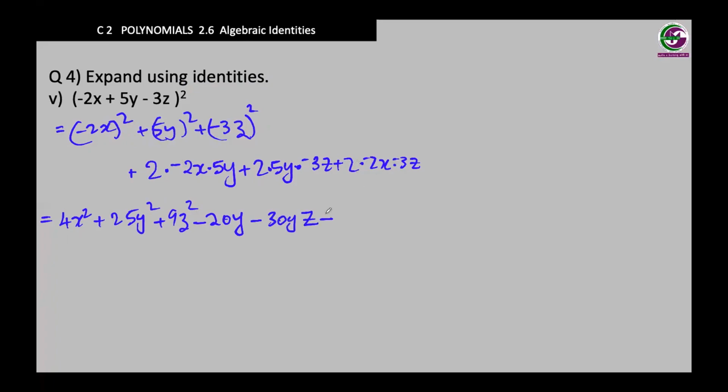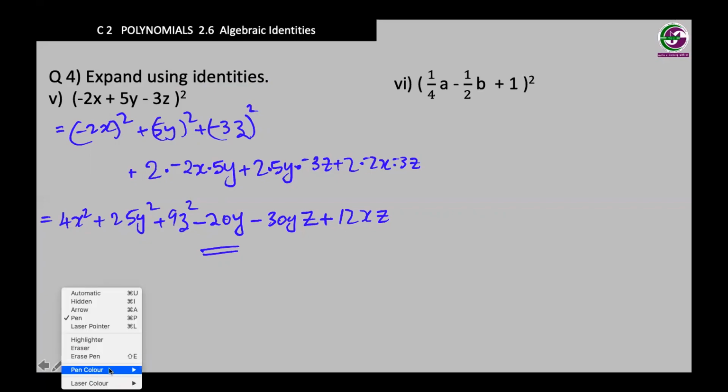Two negatives are there, so positive 12xz. That's your answer. Let's see the last part of the question. Here there is a fraction, that's the only difference. So how to deal with the fractions?